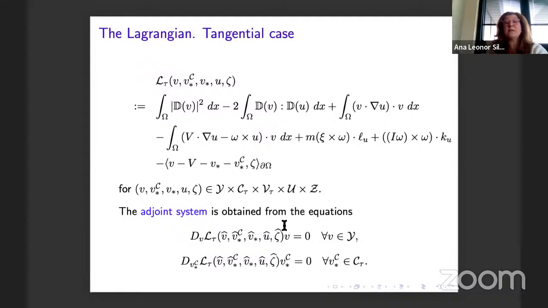The adjoint system is obtained by taking the Gateau derivative of the Lagrangian with respect to the velocity field and with respect to the correctors of the control that we introduced before, which are those functions in the finite dimensional control spaces.